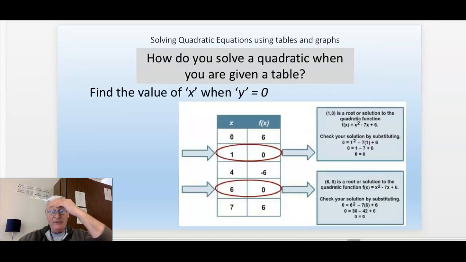How do you solve a quadratic when you're given a table? Relatively simple. Again, you find the value of x when y is 0. So we look down the f of x column here, that's the y column. Where it equals 0, then look back to what the x is. So 1 is a solution. Come down the column again, here's another 0, back up, 6 is another solution.